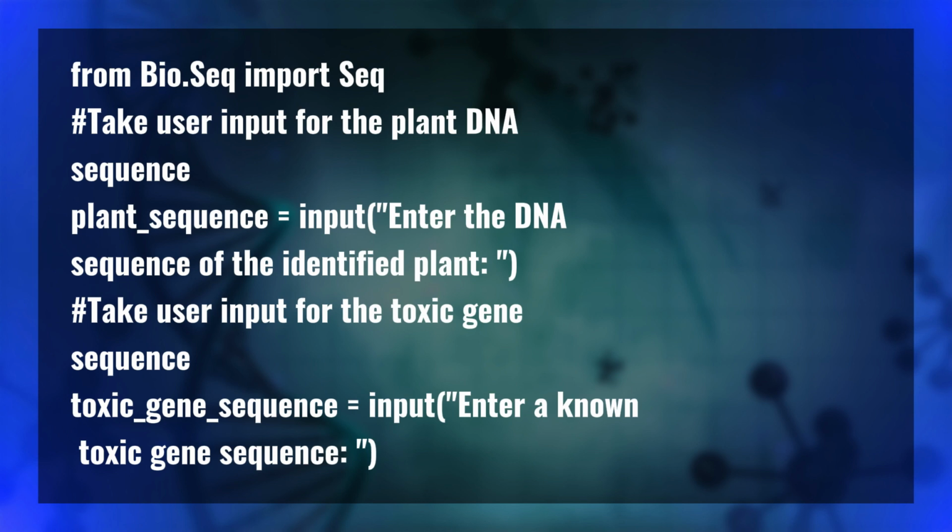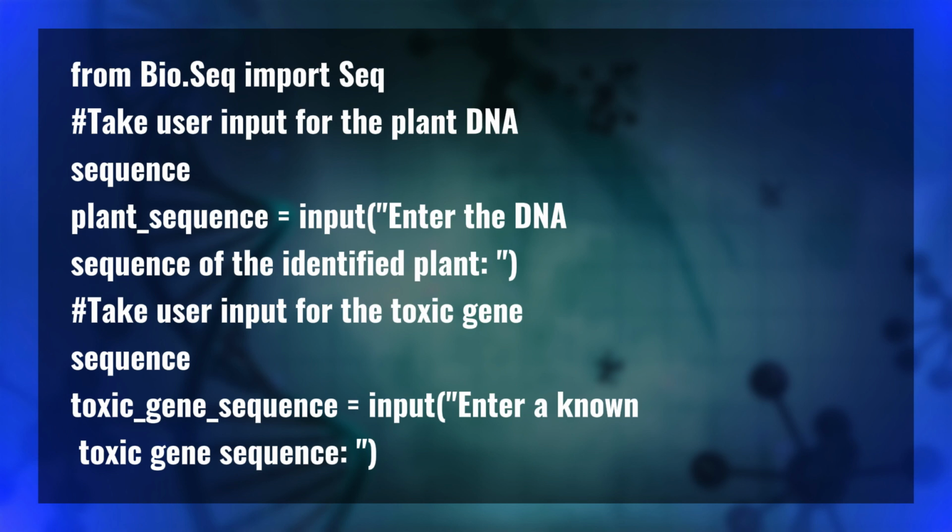After that, we are going to take a user input of the DNA sequence. How are we going to do it? We are going to name a variable. The name of the variable is plant underscore sequence. You can take any name of your choice. You can write anything that you want.